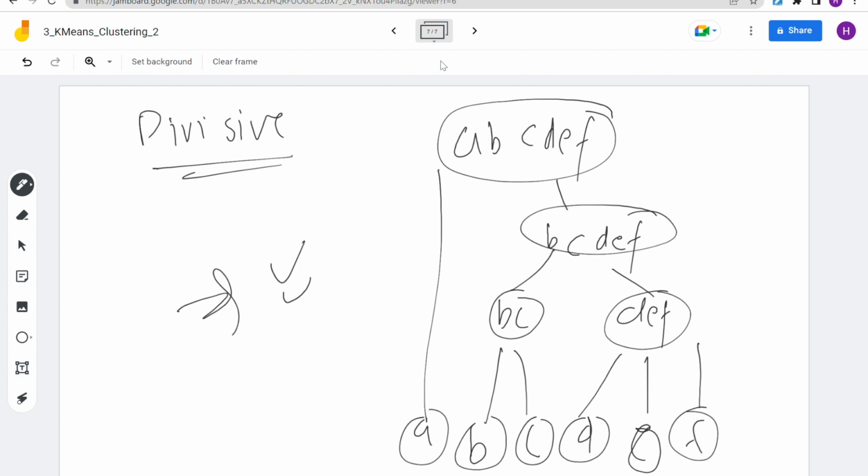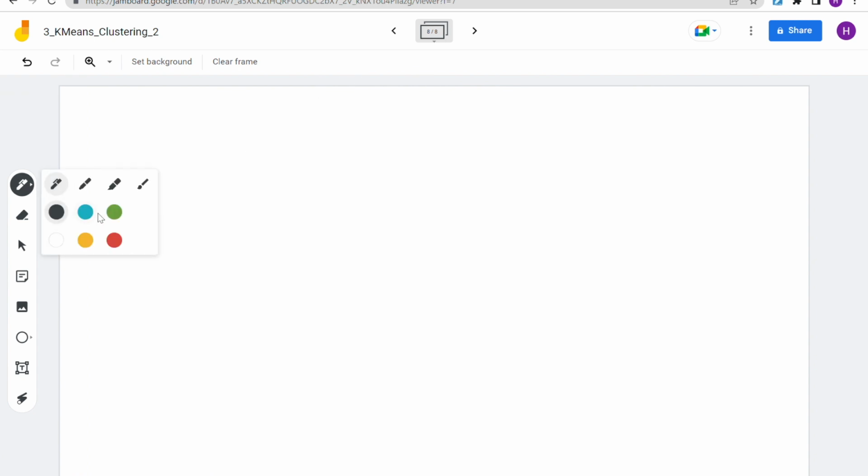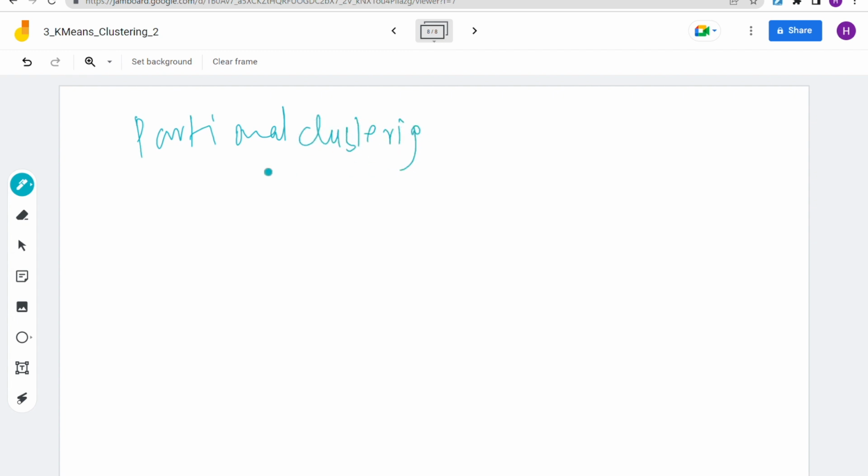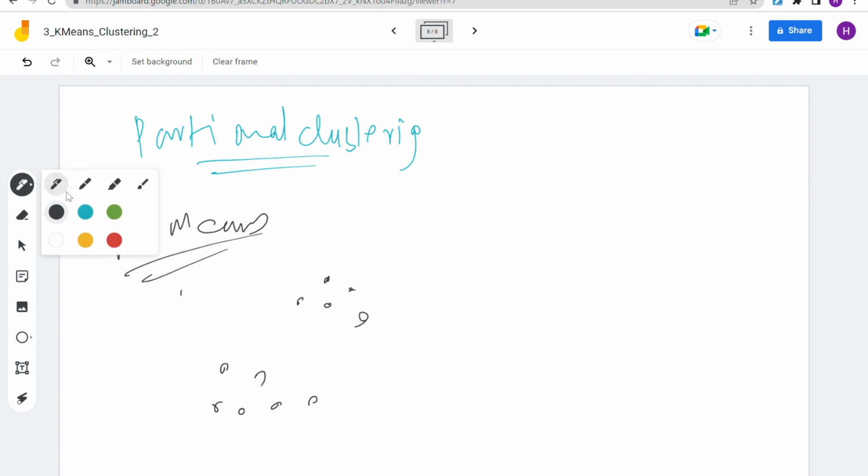Now next, the topic of our discussion is called partitional clustering. Partitional clustering has two types. First one is k-means. Let's see how it looks. We have already looked, but just have a look again. Let's say these are some points, and you make clusters like this. This is one cluster, and this is another cluster.